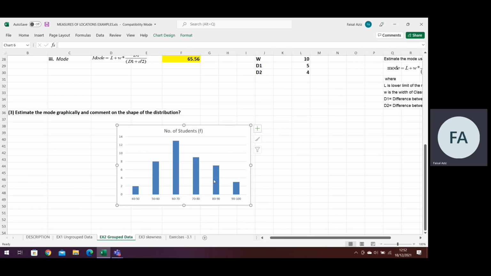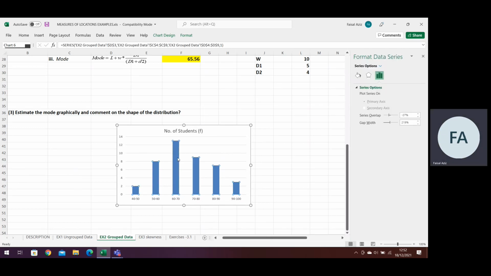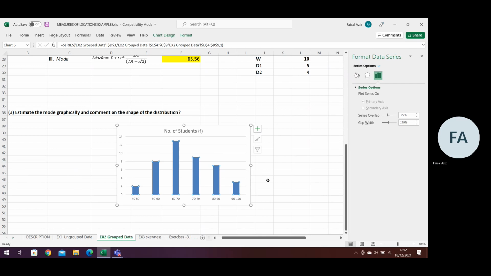Here. Now when you double click on the bars, you will see a screen on your right side, and you see there these are the bars, and there it gives series overlap and gap width. So first of all, I need to remove this gap. So what will I do? For the sake of removing the gaps between the bars, I'll change all these values to 0.